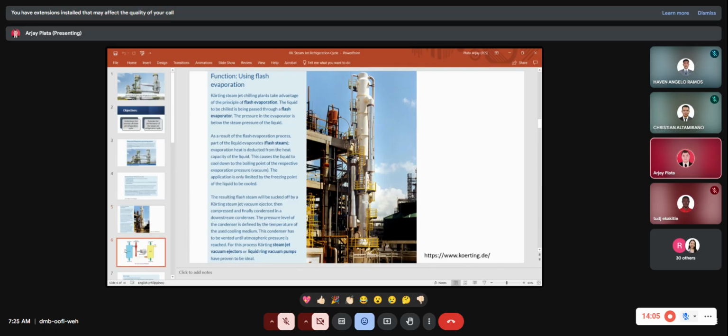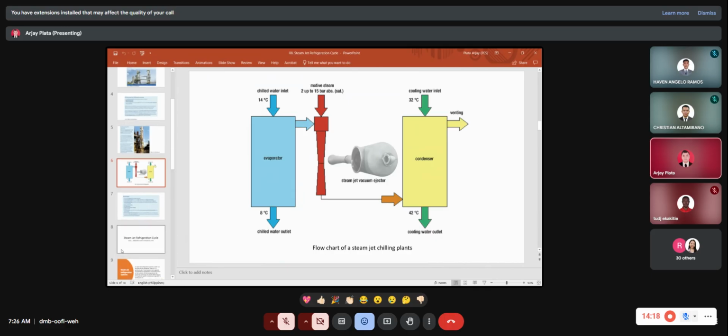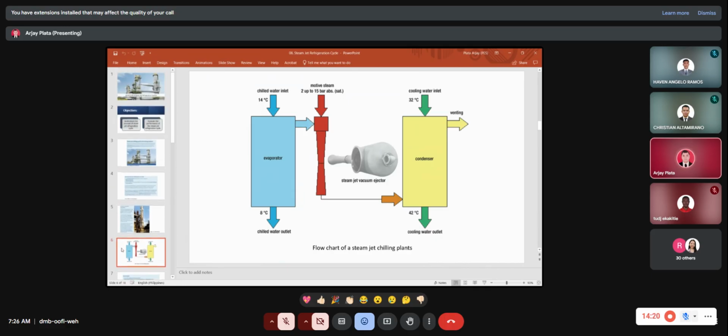Do we have something here? These are its components. We have the evaporator, steam jet ejector, and condenser. These are the major components.